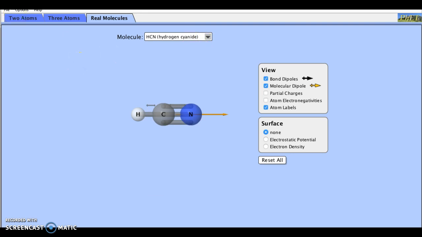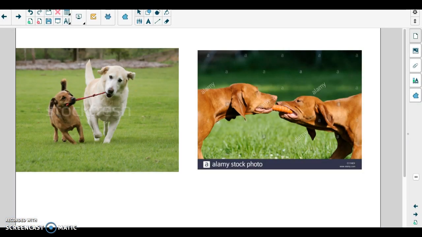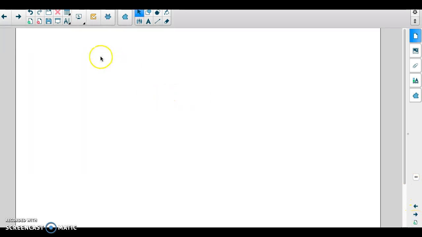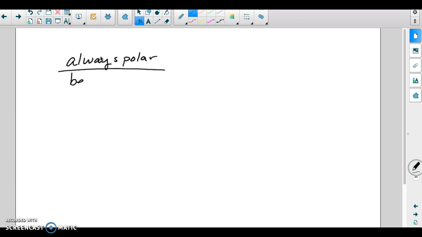So in summary, we can probably summarize this by saying, which shapes are always polar? We would say bent and trigonal pyramidal because they have lone pairs.